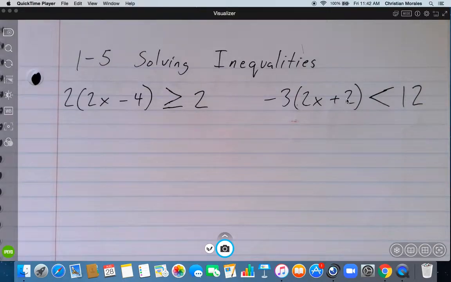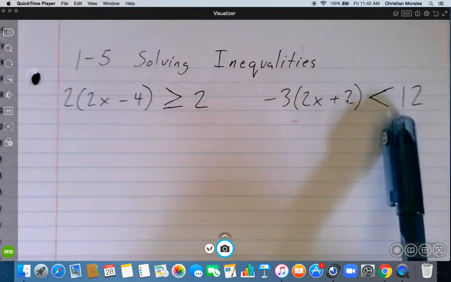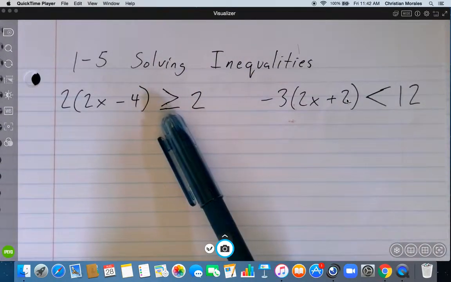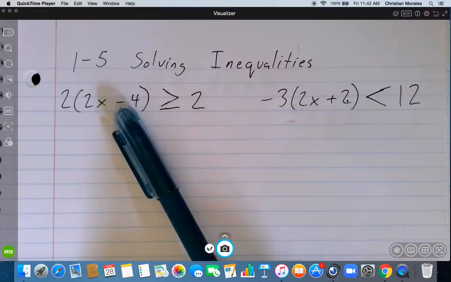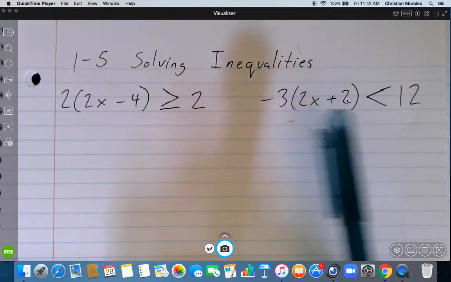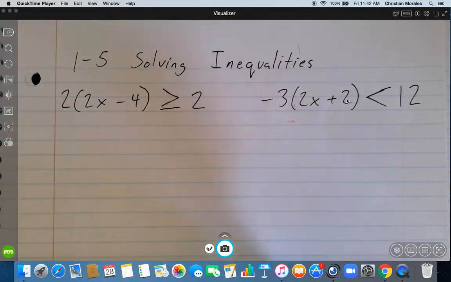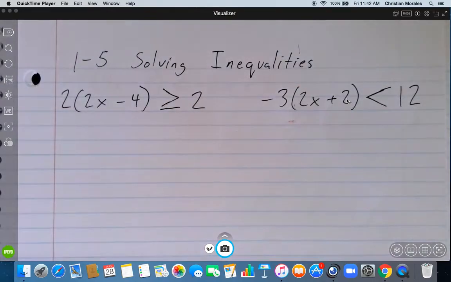Lesson 1-5, Solving Inequalities. So basically, we're going to follow the same steps as if these were equations. But the difference is they're not equal. They are either greater than, or in some cases less than. So after we solve these, we will then have to draw a number line and identify where our answer is on the number line. Okay? But it's going to be very similar to what you did before.